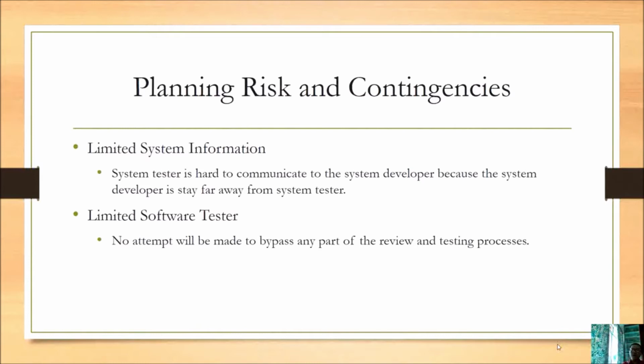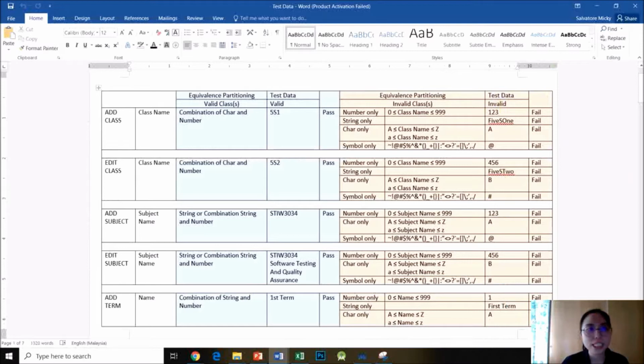Planning risk and contingency. Limited system information. The system tester finds it hard to communicate with the system developer because the system developer is very far away from the system tester. Limited software testers. No attempt will be made to bypass any parts of the review and testing processes. This is the end of my presentation. Thank you.